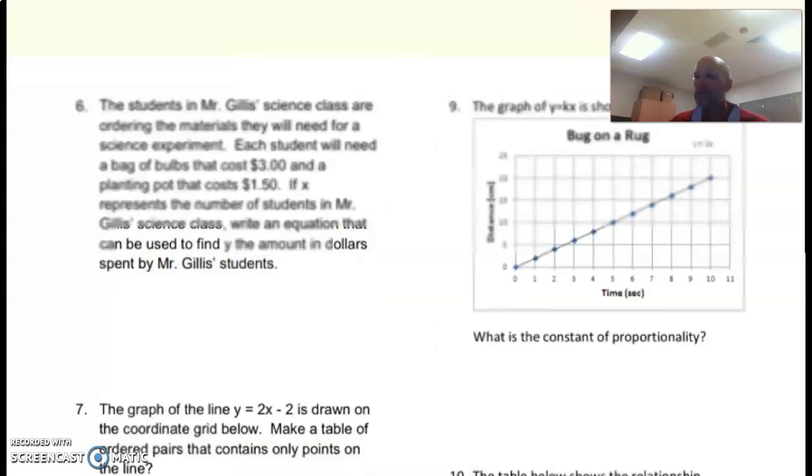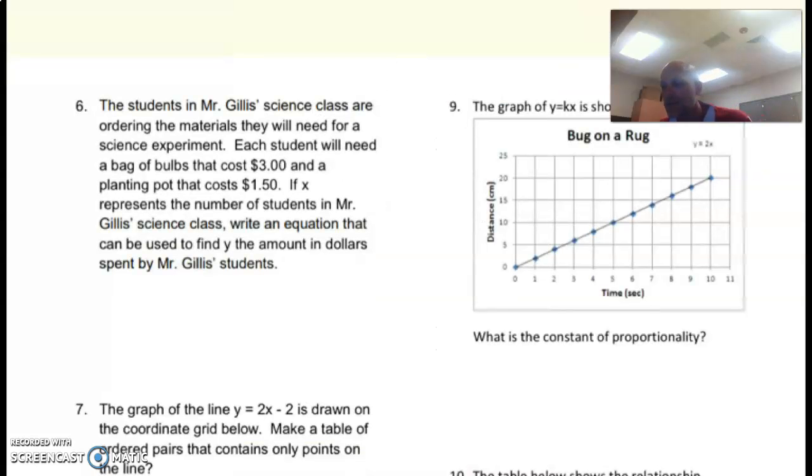Number 6, the students in Mr. Gillis's science class are ordering the materials they will need for a science experiment. Okay, great. Each student will need a bag of bulbs that costs $3 and a planting pot that costs $1.50. Okay, if x represents the number of students in Mr. Gillis' science class, write an equation that can be used to find y.